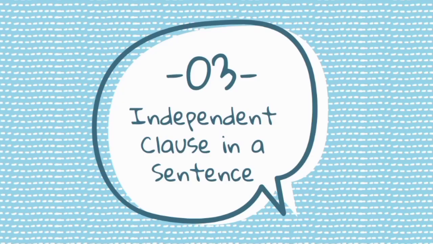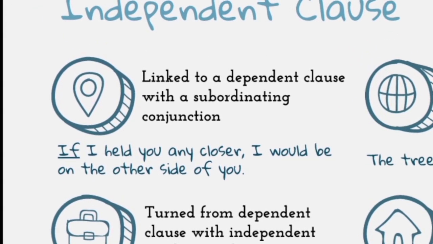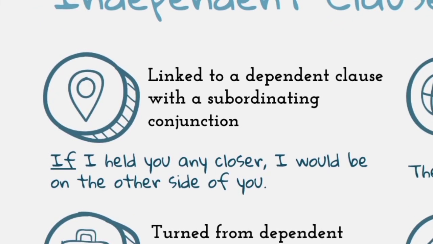One way to connect clauses: link an independent clause to a dependent clause with a subordinating conjunction. Common ones are if, because, etc. For example, if I held you any closer, I would be on the other side of you. The dependent clause is linked to the independent one with the subordinating conjunction "if".